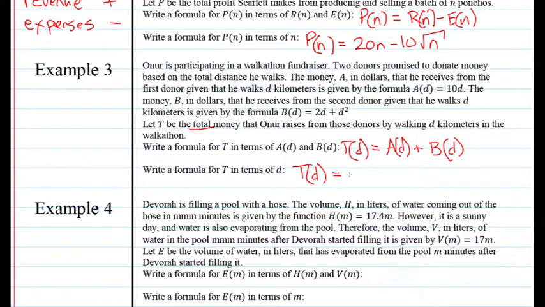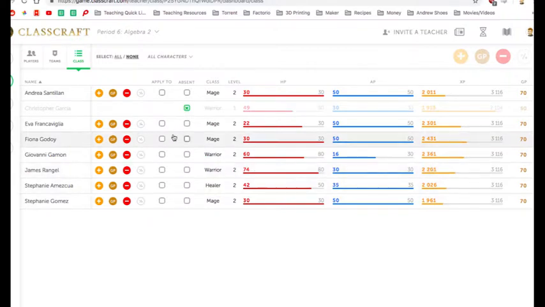T equals 10B plus 2D. Thumbs up, thumbs down. Everyone agree or disagree? Everyone agrees. All right, so Steph, you get your 50. Everyone else?